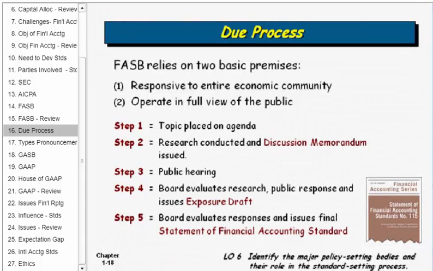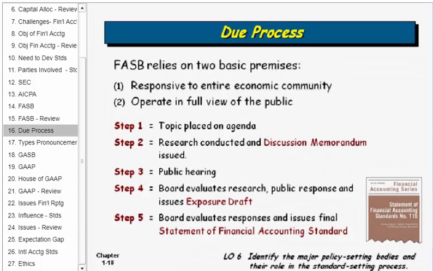Okay, FASB relies on two basic promises, and this falls under the heading of due process. It's responsive to the entire economic community, and it operates in full view of the public. So, topics are placed on the agenda, research is conducted, and a discussion memorandum is issued. Then there's a public hearing. Then the board evaluates research and public response, and issues an exposure draft. And step 5, the board evaluates responses and issues final Statements of Financial Accounting Standards.